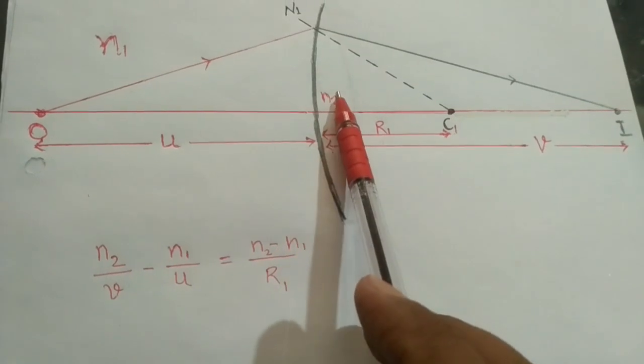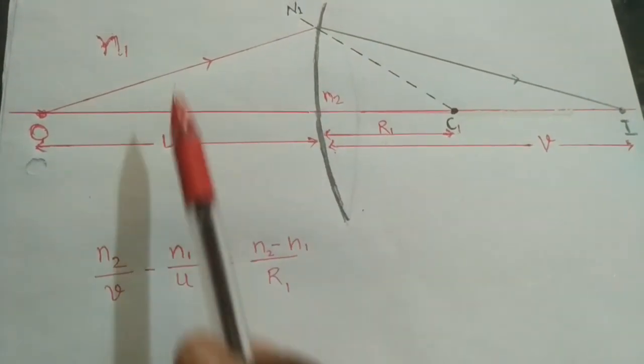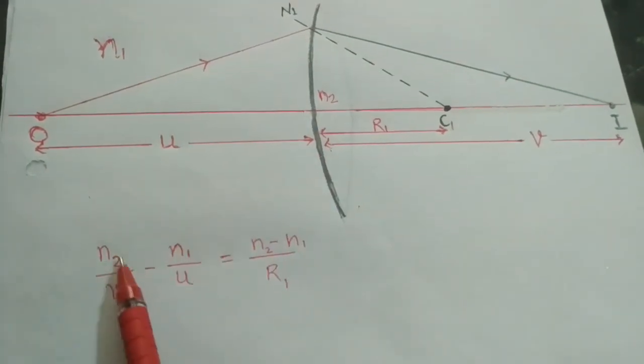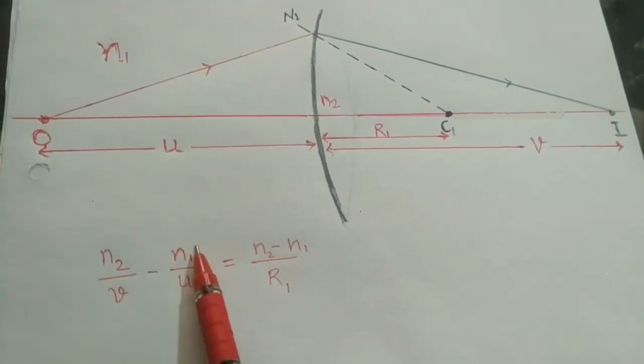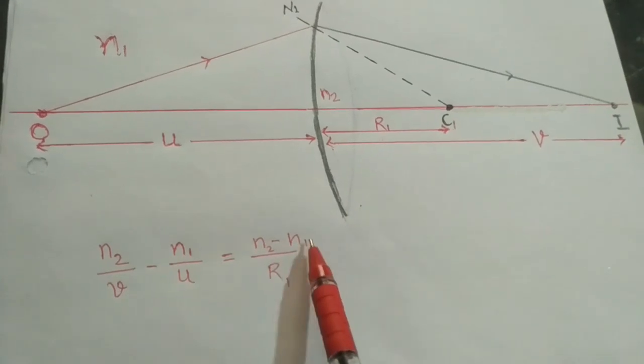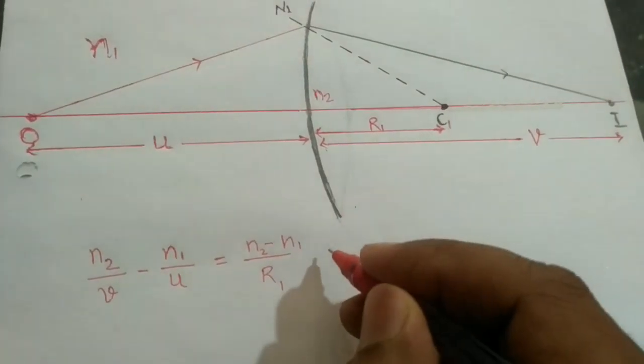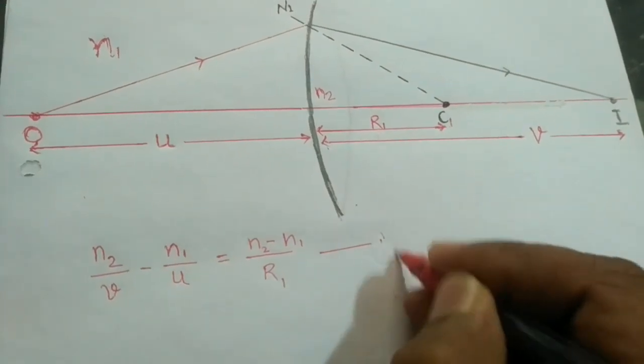N2 means the second medium's refractive index, n1 means the first medium's refractive index. The light is going from the first medium to the other. So second medium upon v, first medium upon u, is equal to second minus first upon r1. I'm making this equation 1.